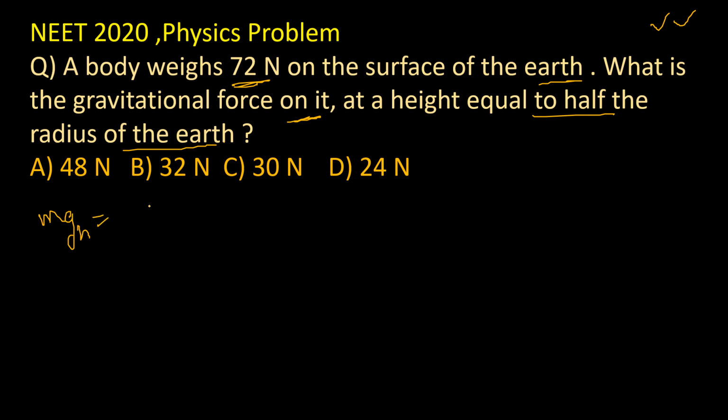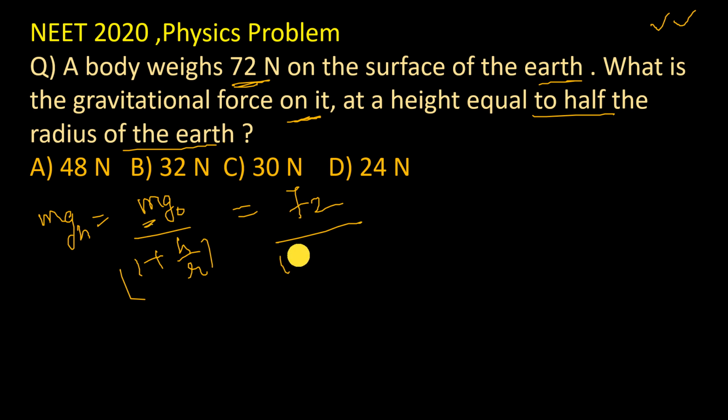mg_h equals g, the acceleration due to gravity on earth, into (1 + h/R) to the power minus 2, which is 72 by (1 + h/R)^2. So actually this is the body's weight on the earth's surface, 72, divided by 1 plus the height, which is half of the radius of the earth, that's why R by 2, where capital R is the radius of the earth. Then if you solve this one, we will get it.